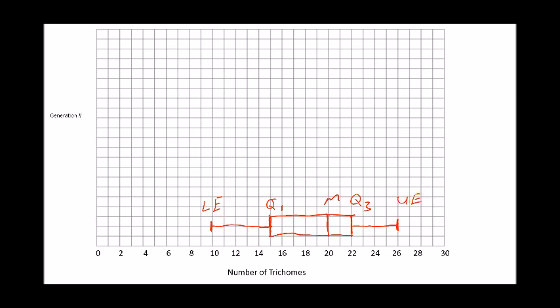And notice we could say because the median is closer to Q3 than it is to Q1, that this particular data set is skewed to the left or it's negatively skewed. All right, we're going to stop there and we'll look at another example problem here in just a second.